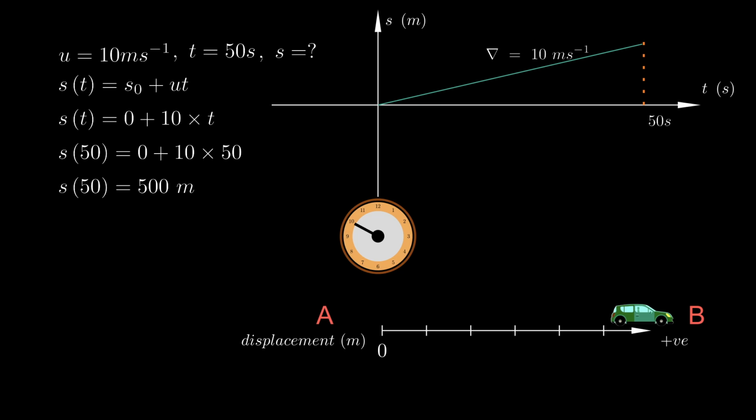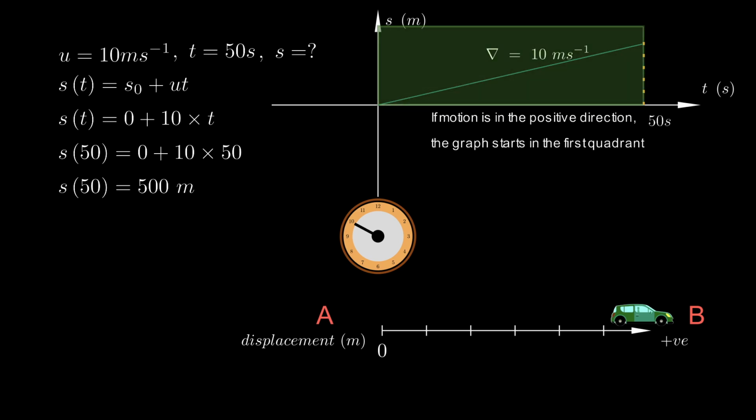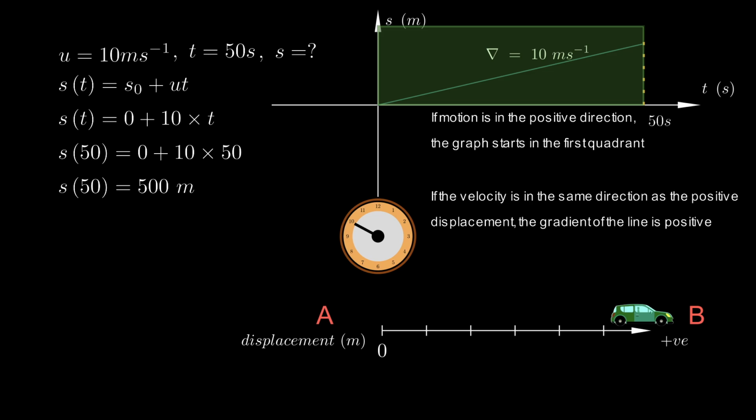What we need to understand is that when the vehicle moves from A to B, which we consider the positive direction of motion, the graph will be in the first quadrant. If the velocity of the vehicle is in the same direction as the positive displacement, the gradient of the graph is positive, and corresponds to the velocity of the moving object. Finally, if the vehicle starts moving forward from the point where the displacement is measured, the line will begin at the origin when time equals 0.